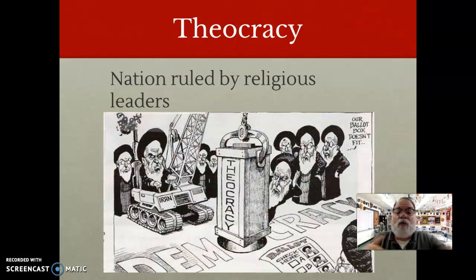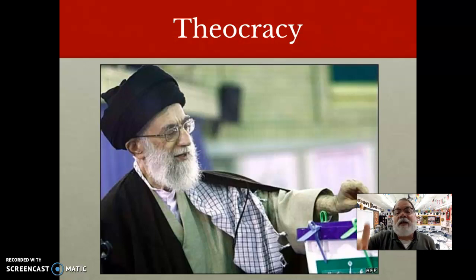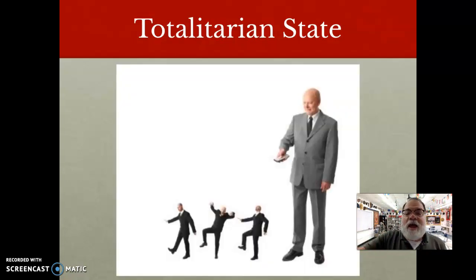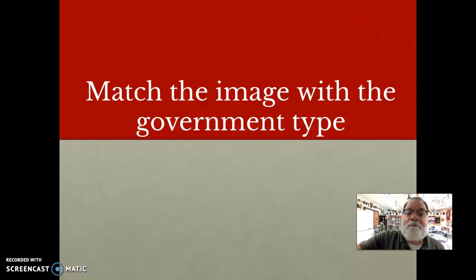Theocracy is a nation ruled by religious leaders. And here we see the leader of Iran. Iran is considered a theocracy. Totalitarian state, a nation in which the government controls every aspect of people's lives. And here we see an illustration of that. Things like dictatorships and fascisms could count as examples of a totalitarian state.